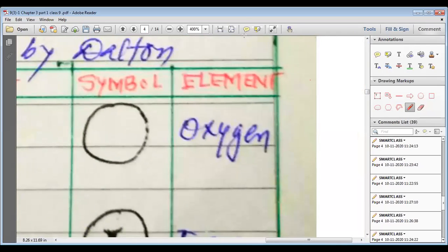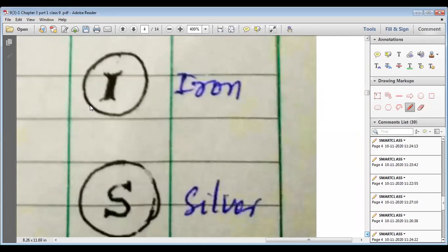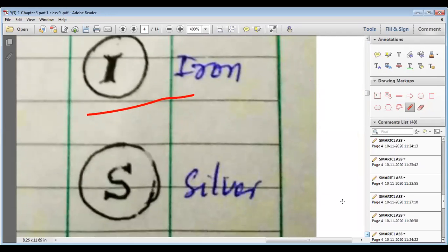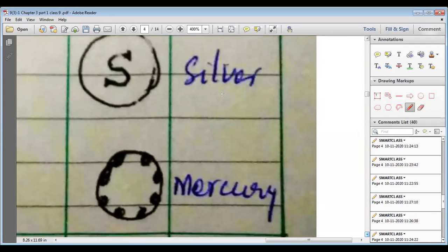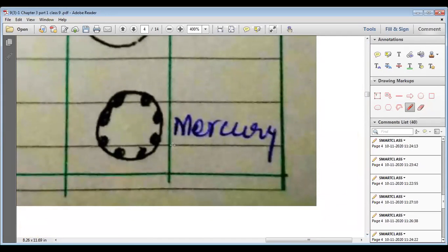For oxygen, we have just a circle as a symbol proposed by Dalton. For iron, we have a circle and I inside that. For silver, we have a circle and S inside that. And for mercury, we have a circle and a very small filled circle inside the circle, and that is known as the symbol for mercury.